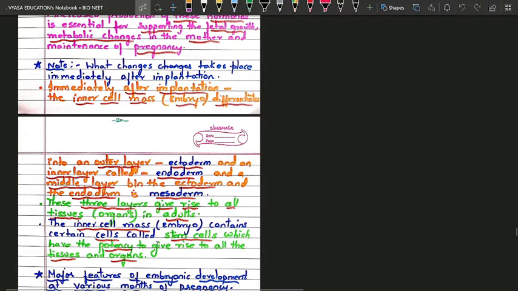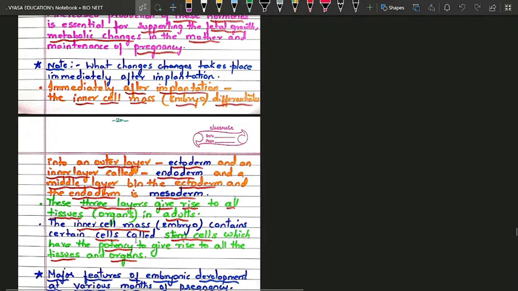These three layers give rise to all tissues. What are these layers used for? They form the tissues as well as the organs. So the tissues form the organs.